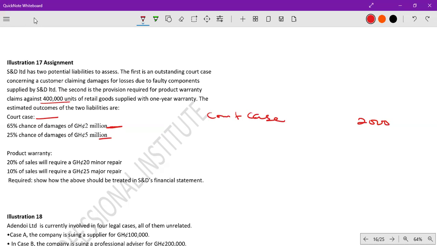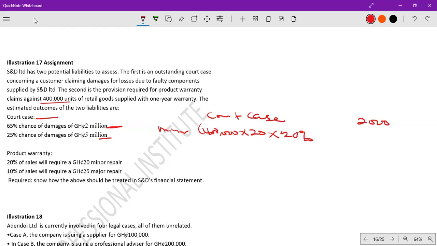The 20% of sales will require minor repairs, and 10% will require major repairs. How many units were sold? For minor, it will be 400,000 units, multiplied by the cost of the minor repair, 20 cedis, times the probability of its occurrence, 20%.